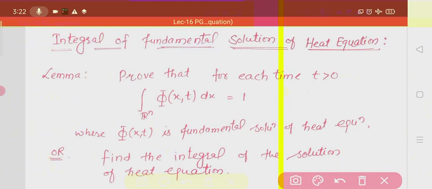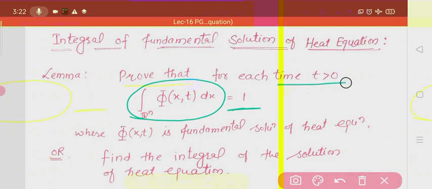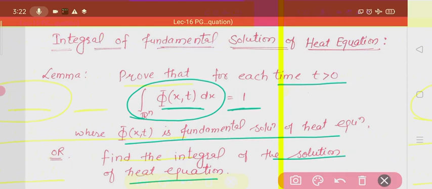Now, today we will talk about the integral of the fundamental solution of the heat equation. So, this is the lemma after that theorem. What it says is that the integral of the fundamental solution of the heat equation over Rn will be equal to 1 for each time t positive. So you have to prove this, or the statement can be: find the integral of the solution of the heat equation over Rn. This capital phi of x, t is the fundamental solution of the heat equation. You know the notation.